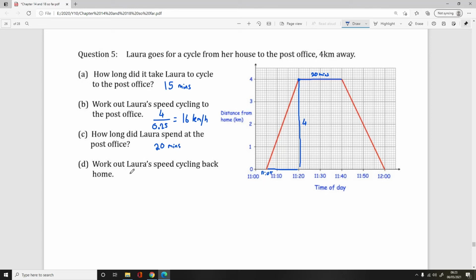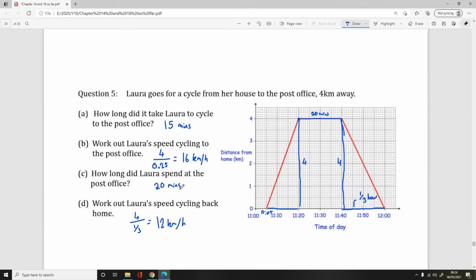And then we want to work out her speed cycling back home. So that's the last bit. Again, we'll do a gradient. That's a distance of 4 again. And that's a time of 20 minutes. So 20 minutes, what would that be in terms of a fraction of an hour? That would be a third of an hour. So her speed going home is 4 over a third is 12 kilometres per hour. A little bit slower than when she came out.